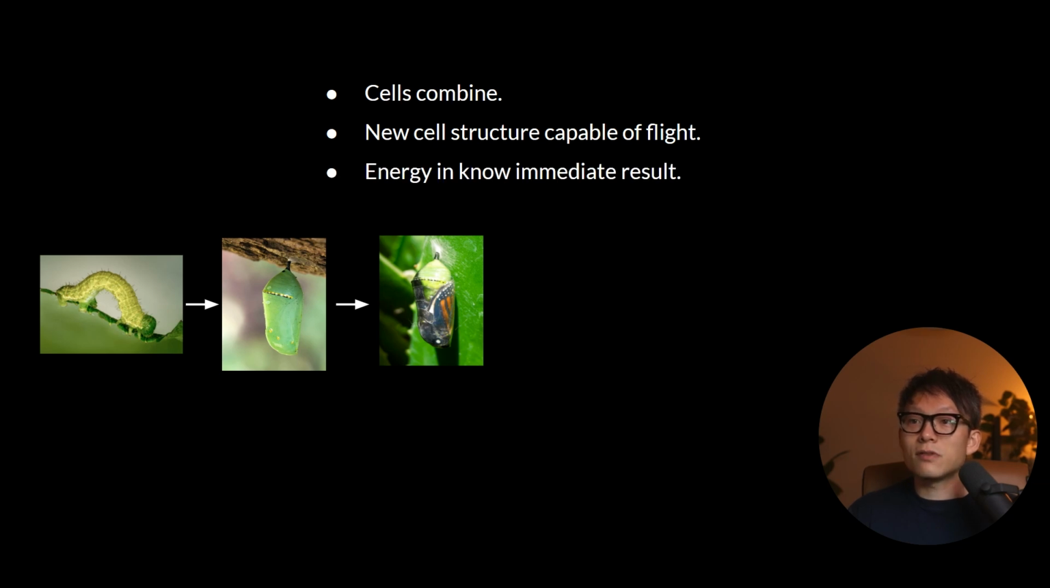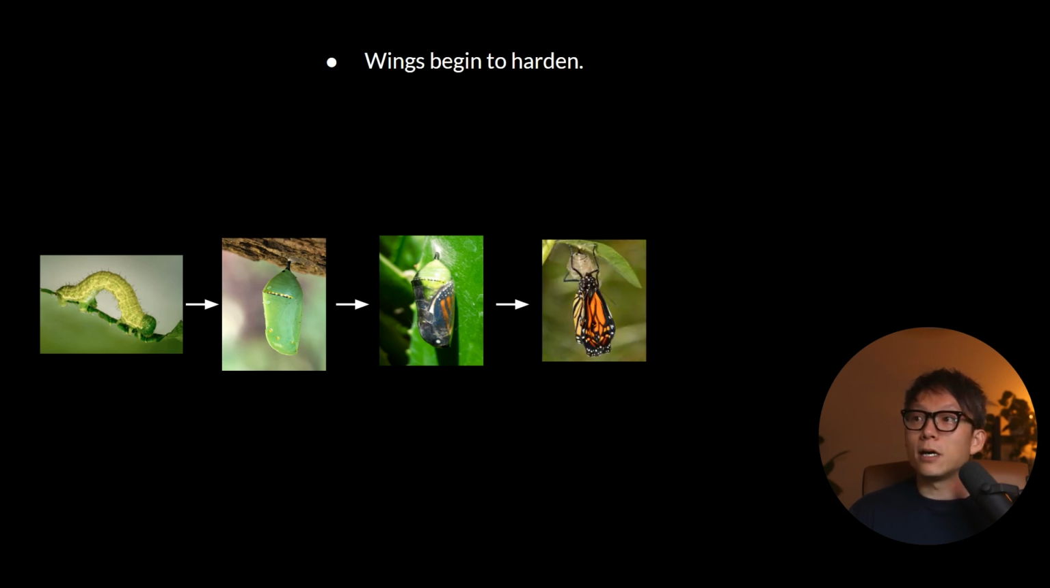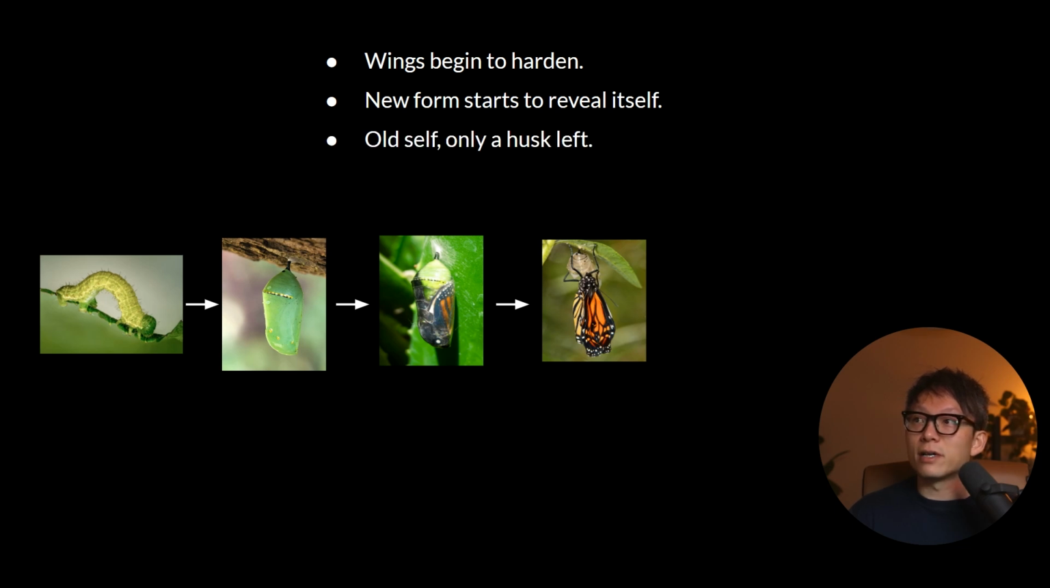There's lots of energy in, but that's supposed to say no immediate result, as in none, right? So lots of energy in. It's very energy intensive to make the change, and it can't fly instantly. There is a time delay here. Wings begin to harden, and it slowly breaks out. New form starts to reveal itself as it breaks out. The old self, there's only a husk left.